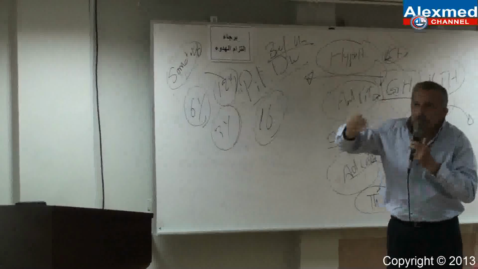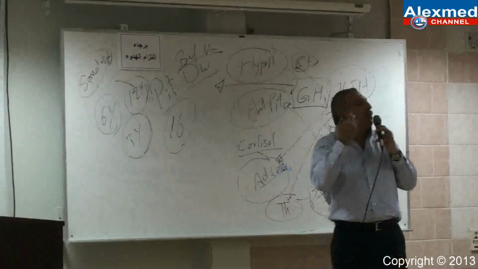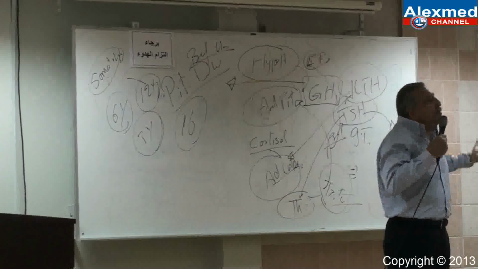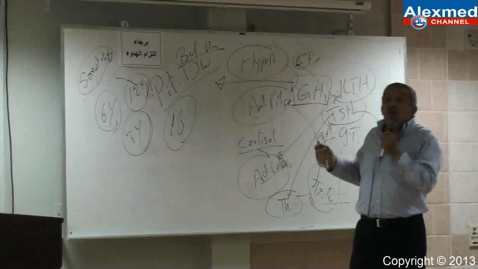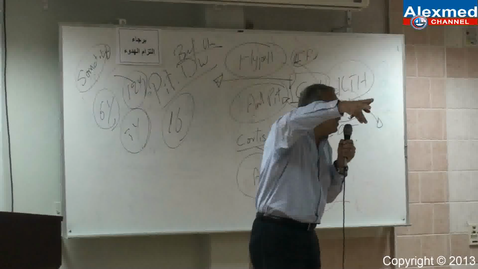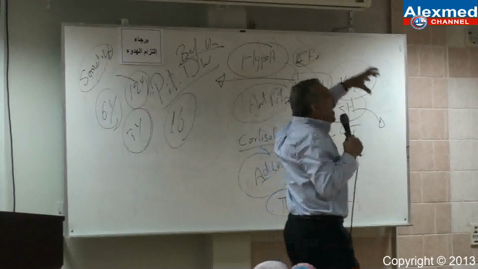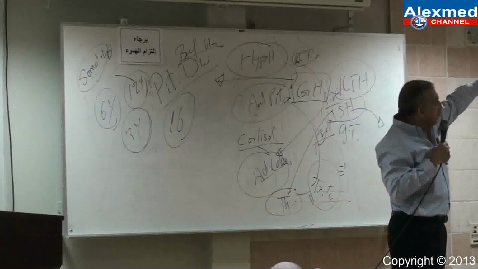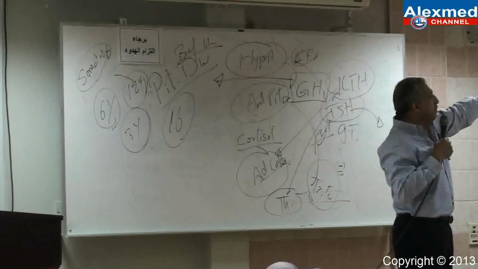So let us see what is the benefit of ACTH in medicine. What are the therapeutic uses? First, diagnostic. What's the meaning? To differentiate between primary and secondary. Again, the deficiency of adrenal gland action, adrenal cortex action, is called Addison disease.